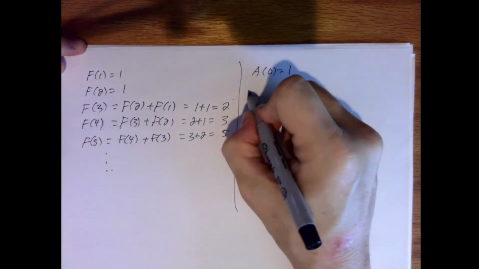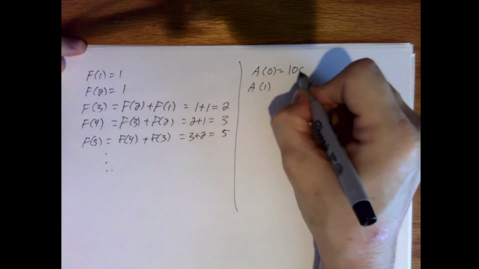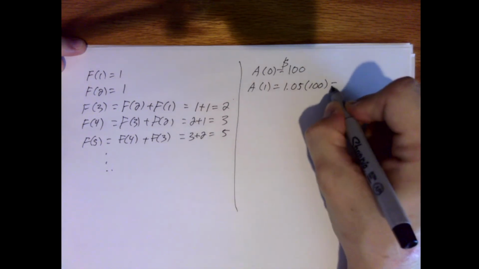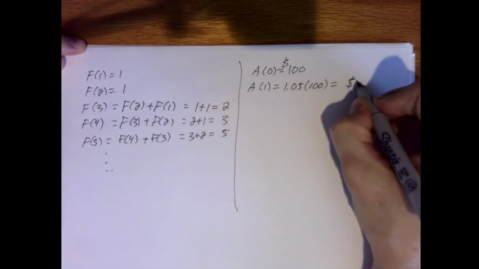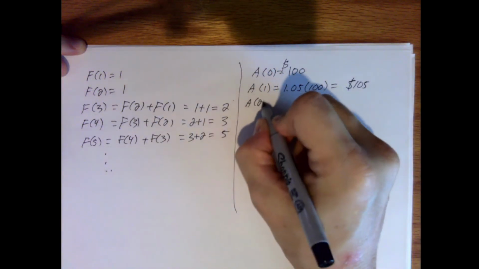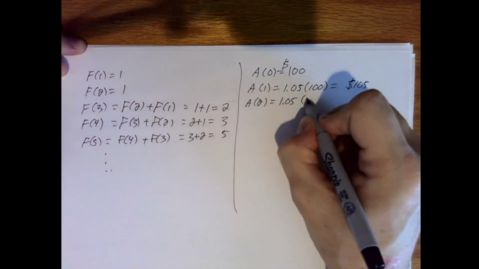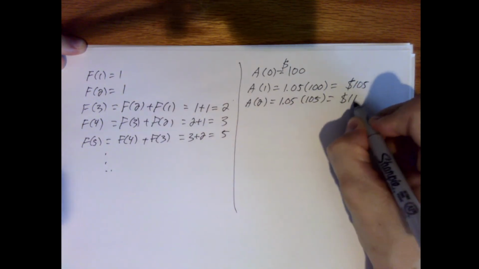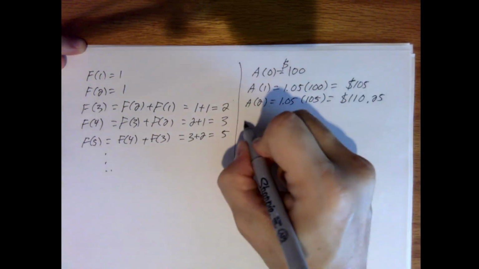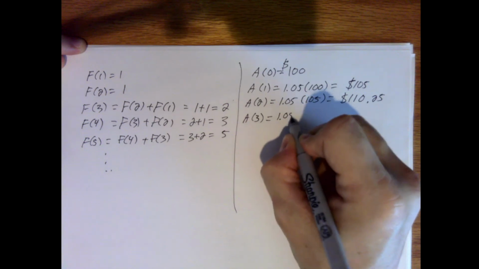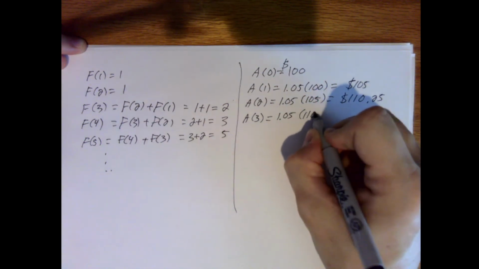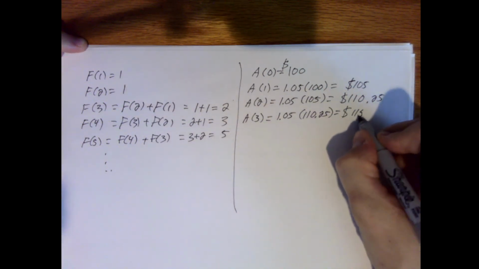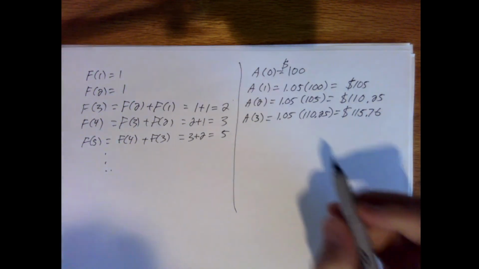A0 is equal to 100, excuse me. A1 was equal to 1.05 times 100, which was equal to the $105. A2 is equal to 1.05 times our 105, which was equal to 110.25. A3 was equal to 1.05 times 110.25, which rounded off was 115.76. And we could continue this if we wanted to.